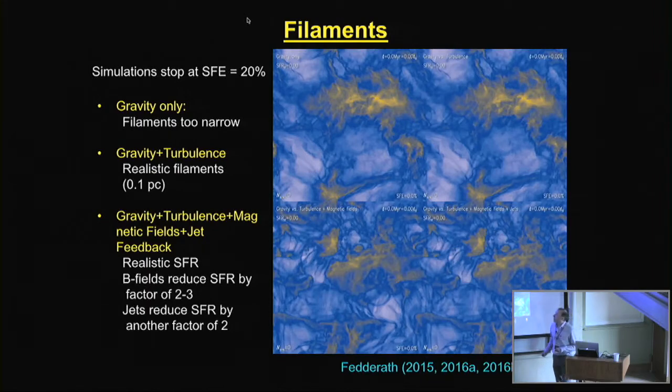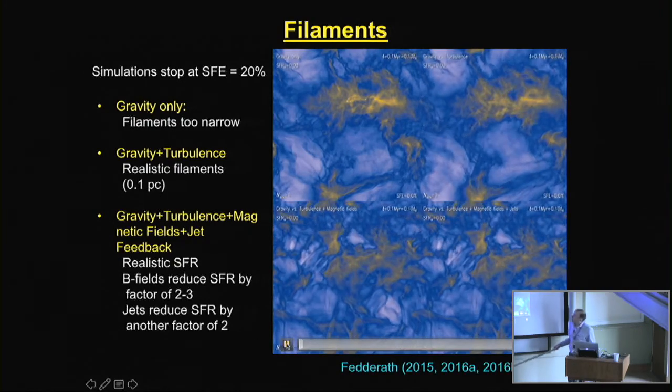So these are some neat FLASH MHD simulations by Christoph Federrath, the 2015 papers. What he does in these simulations is add a few things at a time and sees what creates the filaments and how fast it creates stars within these filaments. What we start off with, the top left panel, is just looking at gravity, and then gravity plus turbulence, then gravity, turbulence, and magnetic fields, and gravity, turbulence, magnetic fields, and jets, feedback from jets.